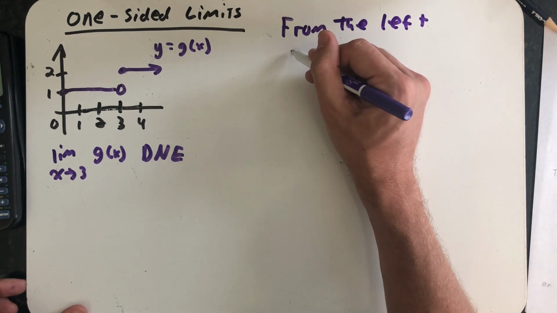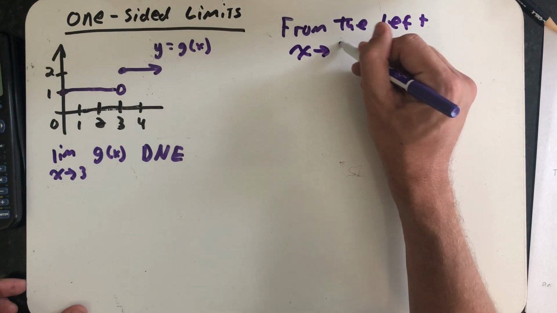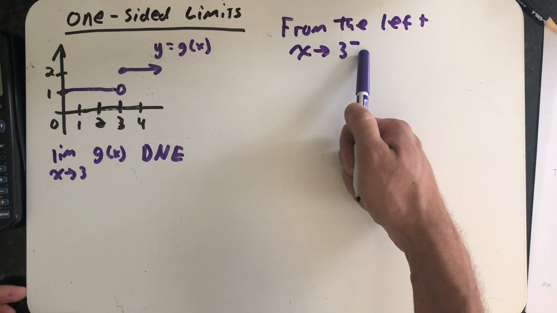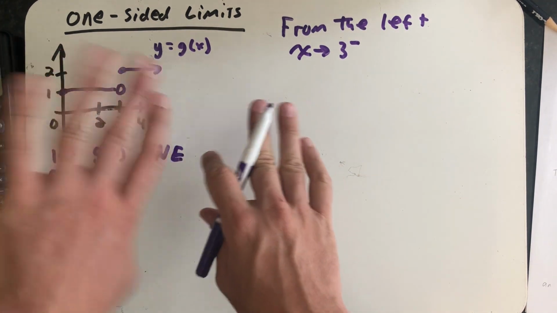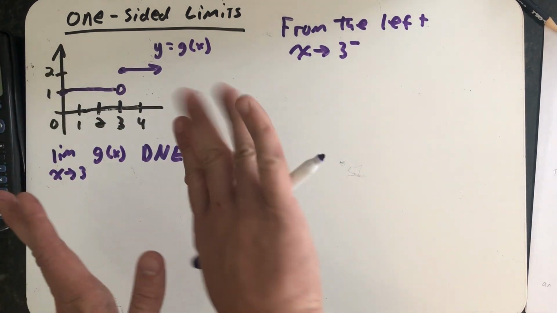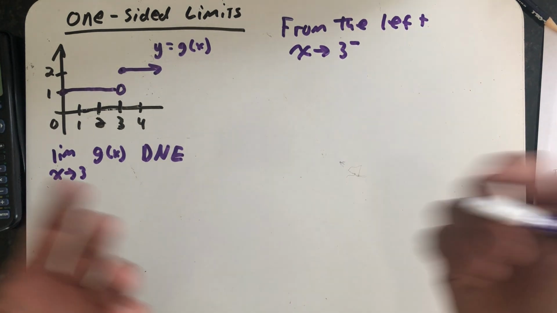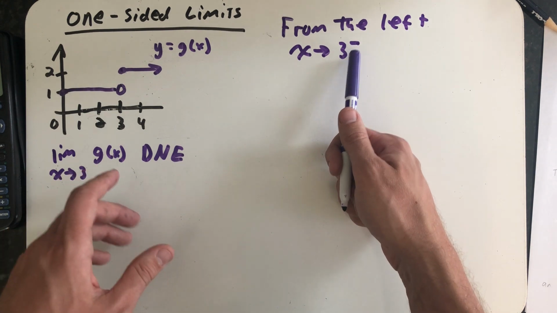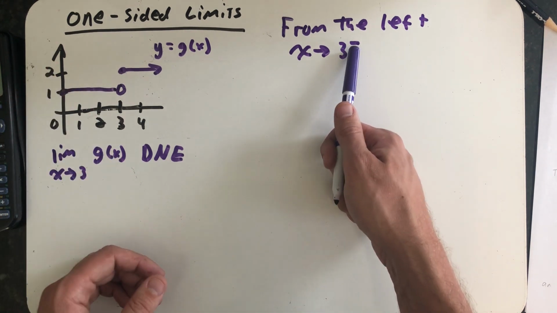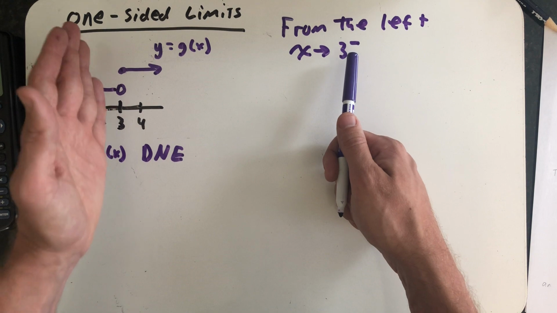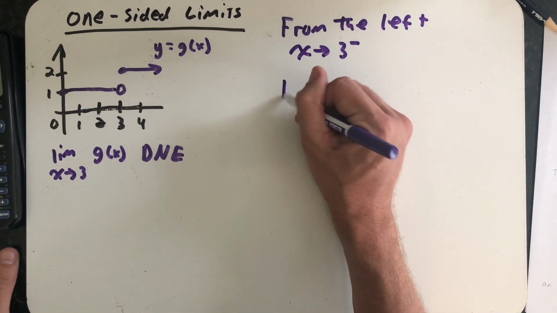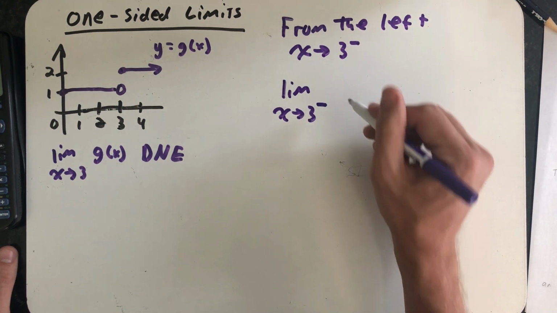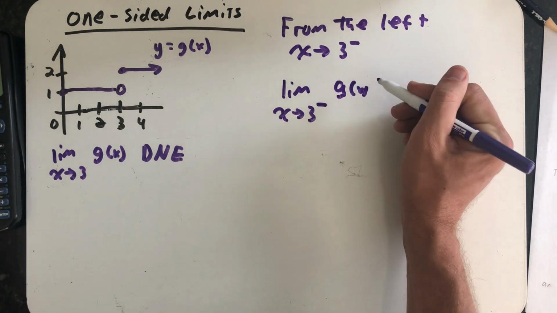The way I annotate that is x is approaching 3 from the left. We use a little minus in the exponent spot to say from the left, because the negative numbers are to the left. In a minute we're going to talk about from the right, where the positive numbers live, and that'll be with a plus. Another way to say it is the x values that are close to 3 but on the left-hand side of it are a little bit less. They're 3 minus something. So what I would write for this problem is the limit as x approaches 3 from the left is 1.